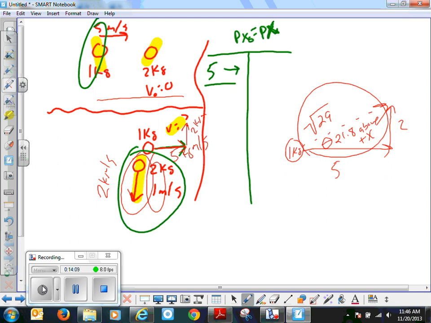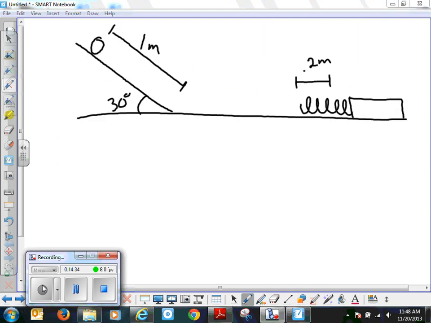So if momentum is mass times velocity equals the square root of 29, the velocity then equals the square root of 29 divided by 1. So the velocity is actually the square root of 29 at 21.8 degrees above positive x. Can you do that for the test? Okay.